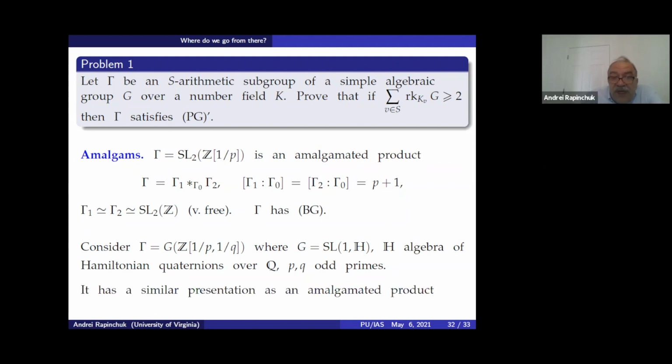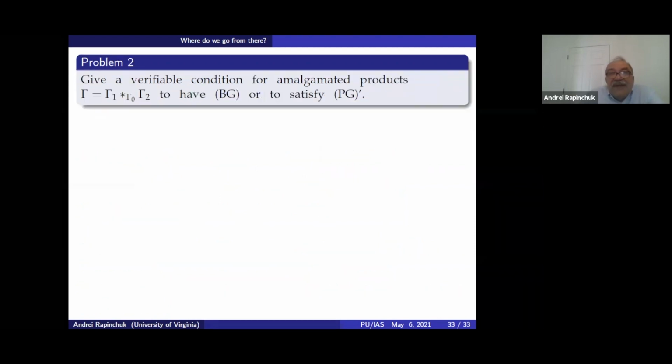Now, this group also has a very similar presentation, but according to our theorem, it does not have bounded generation. So one would like probably to know what is going on. In other words, one would like to see a sort of verifiable condition for amalgamated products to have bounded generation or satisfy this condition PG prime.